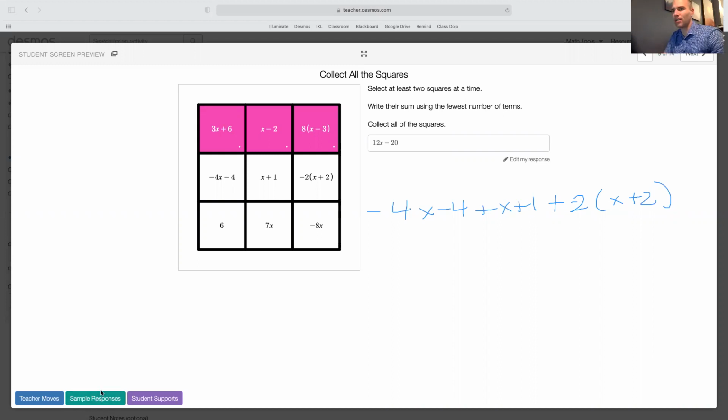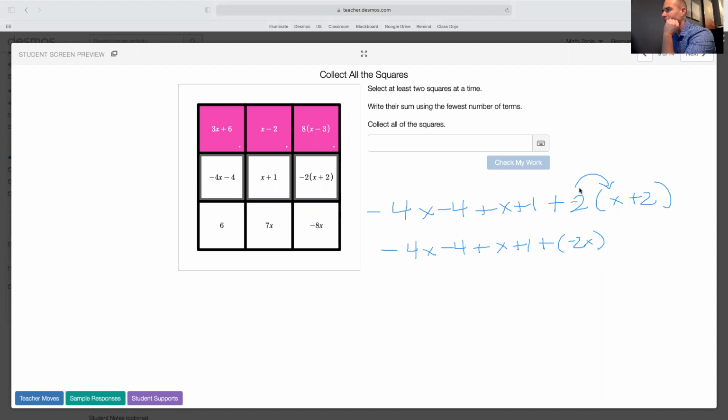Oh, I guess I should tell the thing that I'm selecting these 3. All right, let me get the distribution done first. Oh, I need my drawing tool. I got my negative 4x minus 4 plus x plus 1. And then the negative 2 times x gets me negative 2x. So I'll add negative 2x. And then the negative 2 times this positive 2 gets me a negative 4. So I'll add negative 4.